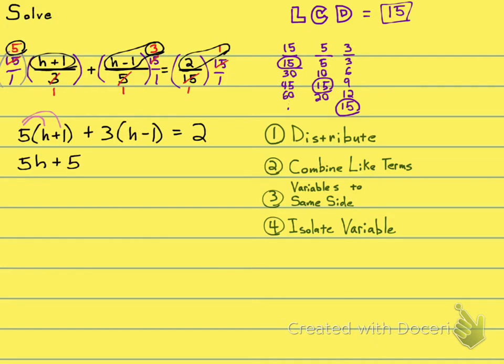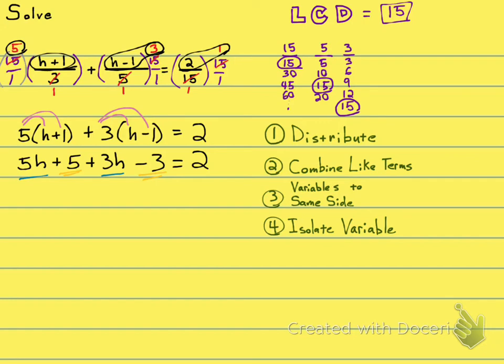We have a positive 3. Remember that sign stays on the number there. 3 times h is plus 3h. Positive 3 times a negative 1 is minus 3. Drop down the equals, drop down the 2. So we distributed. Next, let's combine like terms. You're only looking on the left side or the right side. Looking on the left side, I see I can put together 5h and 3h, and I can also put together plus 5 and minus 3.